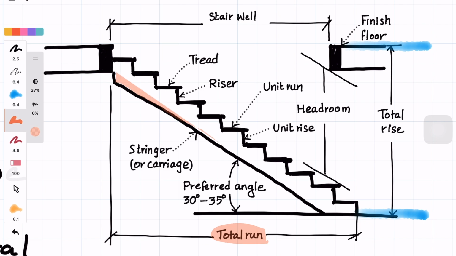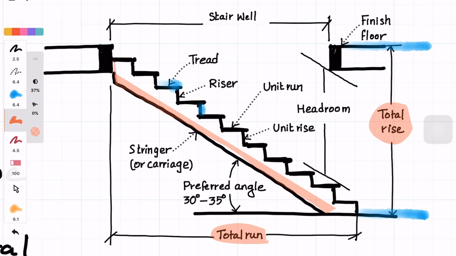This beam, the bottom beam, is called stringer beam. A stair is a series of steps that connect different floor levels, made up of tread, that is the horizontal surface for stepping, and the riser, that is the vertical face. The step dimensions are expressed in unit rise and unit run, while the total height between the two floors is the total rise and the horizontal distance covered is called the total run.